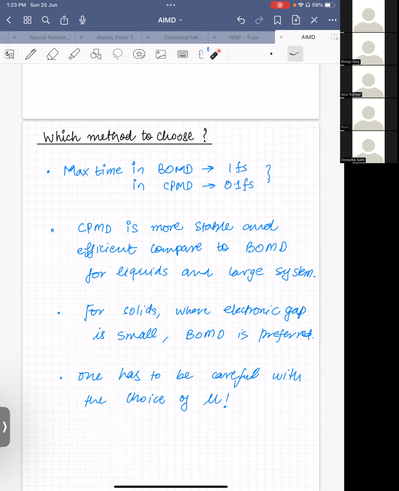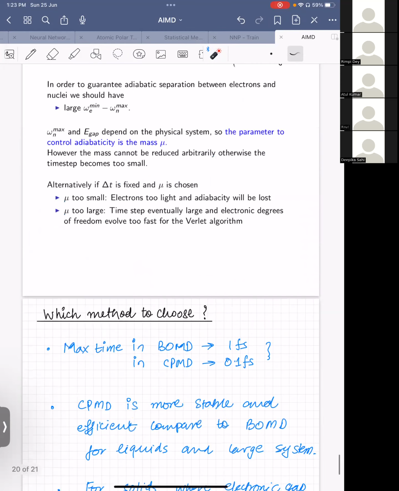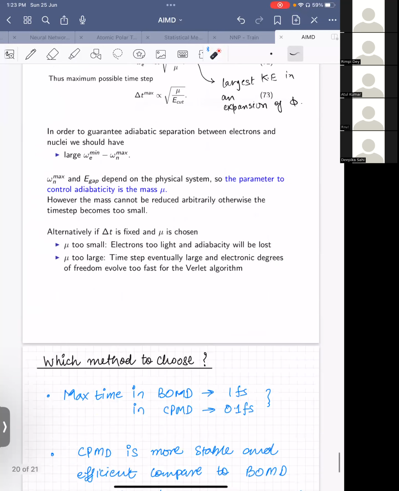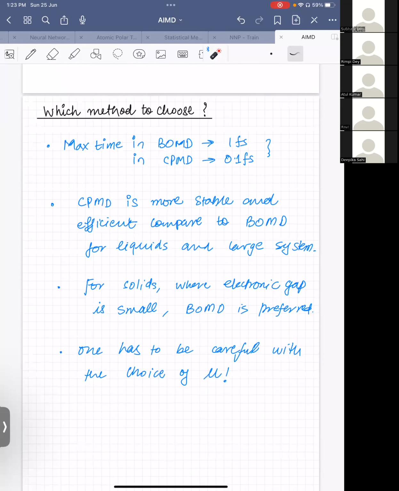But for solids, Born-Oppenheimer molecular dynamics is preferred, because if the energy gap between LUMO and HOMO is low, then we have to decrease our fictitious mass. But if we decrease our fictitious mass too much, then we will lose the adiabaticity. So in case of solids, Born-Oppenheimer molecular dynamics is more preferable. And one should be careful with the choice of mu, because it can affect the accuracy of the simulation.